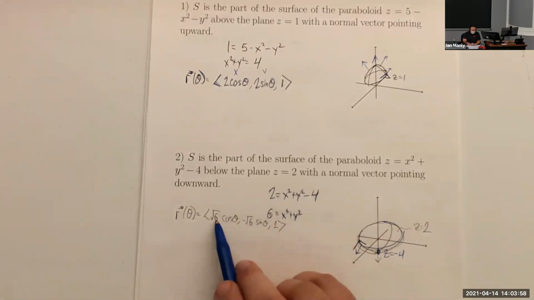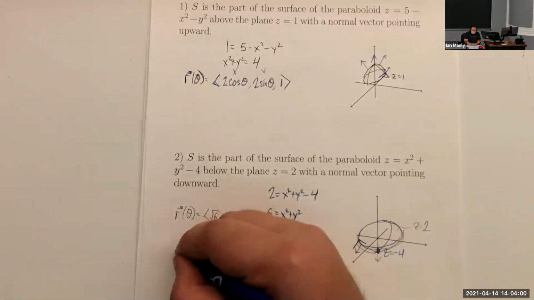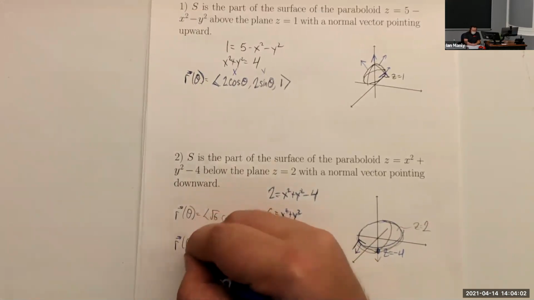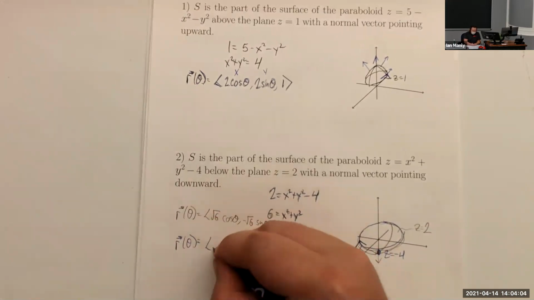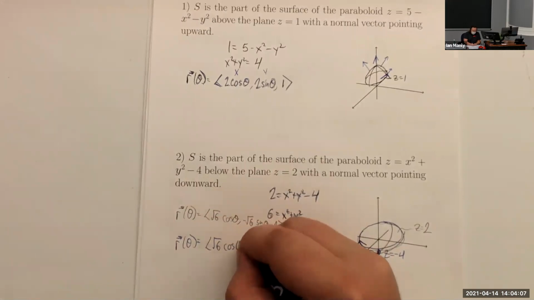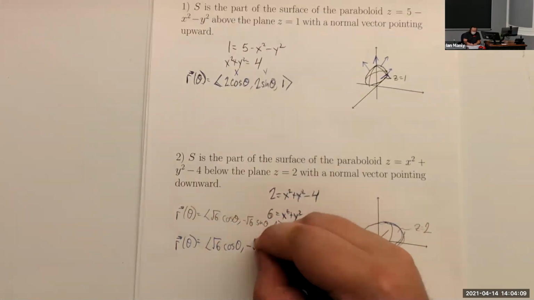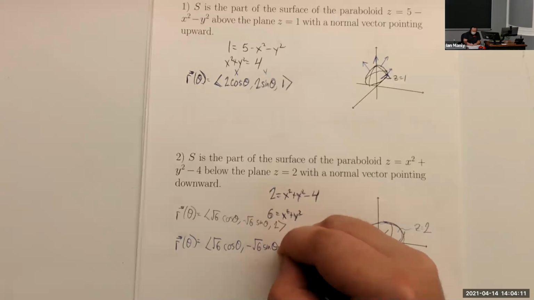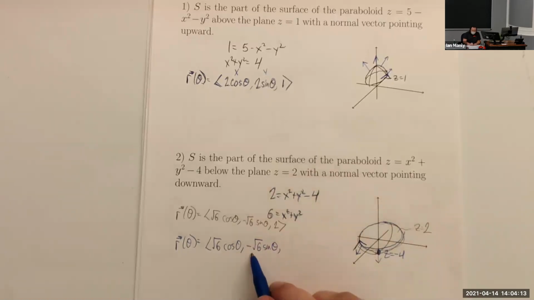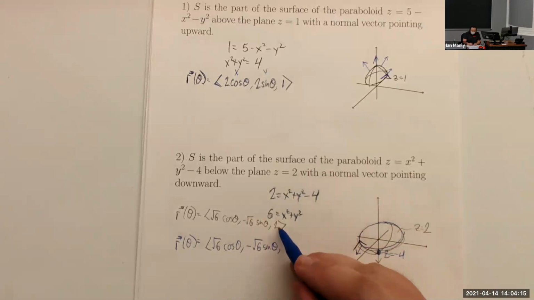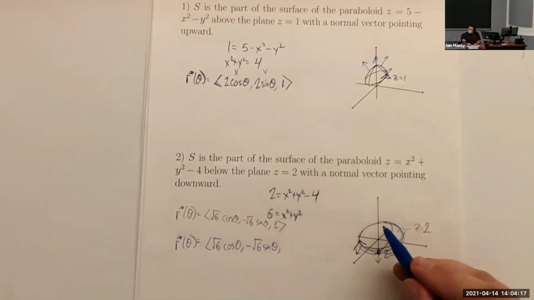So the way we parameterize a circle clockwise is we do it the same as if we were to parameterize a circle counterclockwise. The only thing is we put a negative on the y. So we have √6 cosine theta and then -√6 sine of theta, and then z equals 2 at this intersection right here.